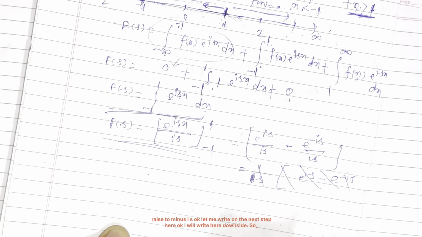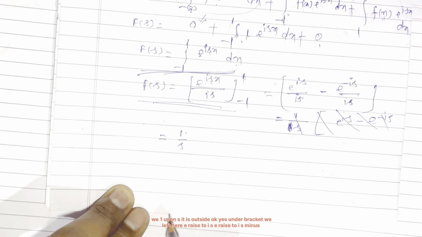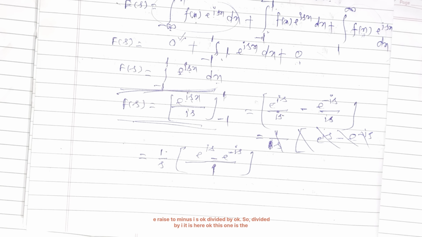Let me write on the next step here, downside, so it is clear for us. So take the denominator common here, so we have 1 upon s outside. Under the bracket we are left with e raised to is minus e raised to minus is, divided by i. This one is the next step I have written here, capital F of s. So we want the Fourier transformation.